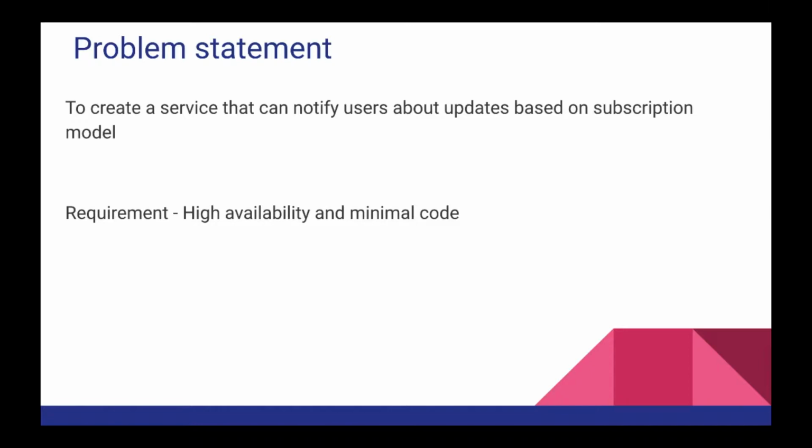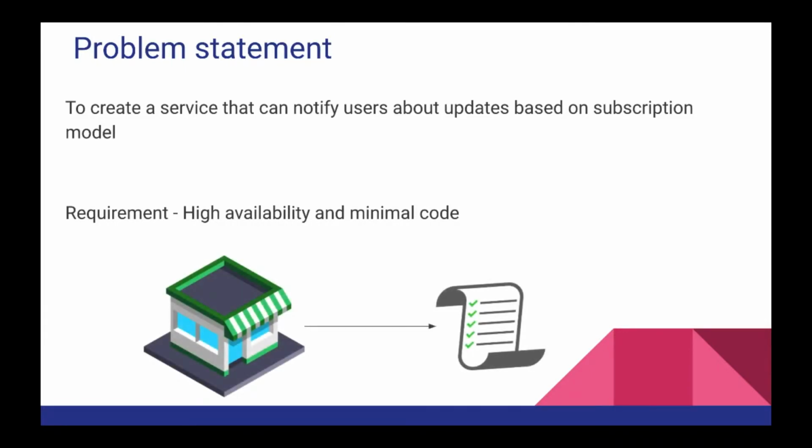So the problem statement is, we need to create a service that can notify users about updates based on a subscription model. For this example, let's say we are owners of a retail shop and we have a list of customers, and we need to notify our customers that maybe our shop is going to be closed on Monday. It could be as simple as that, and we need to notify using email or SMS or whichever way we want to. For this problem statement, we'll send email to our customers. So we are going to proceed with that.